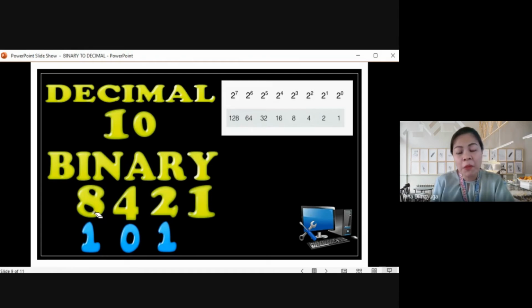So if we are to add 8 plus 2, the answer will be 10. So this one should not be included. We should turn it off, which gives us the value 0. From here, you can see the binary conversion of decimal number 10: 1, 0, 1, 0. I hope this explains how to convert the decimal number into its binary format.